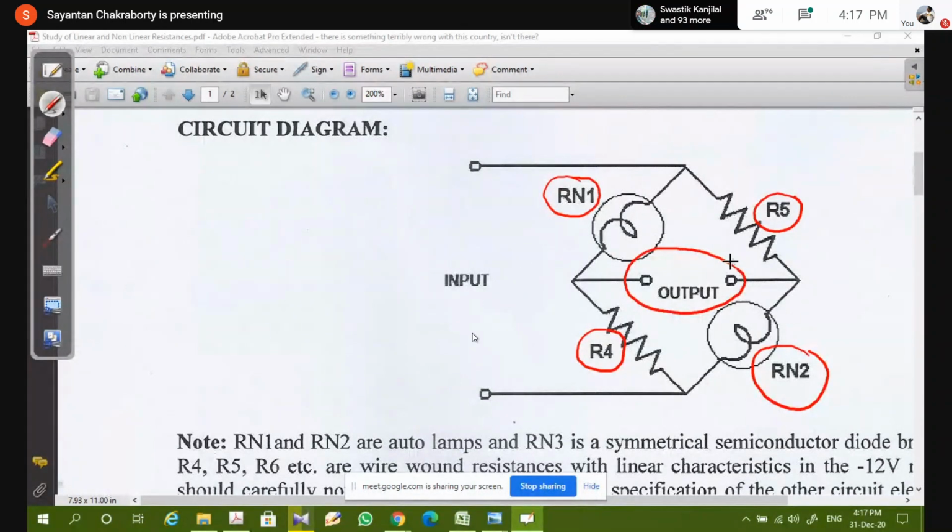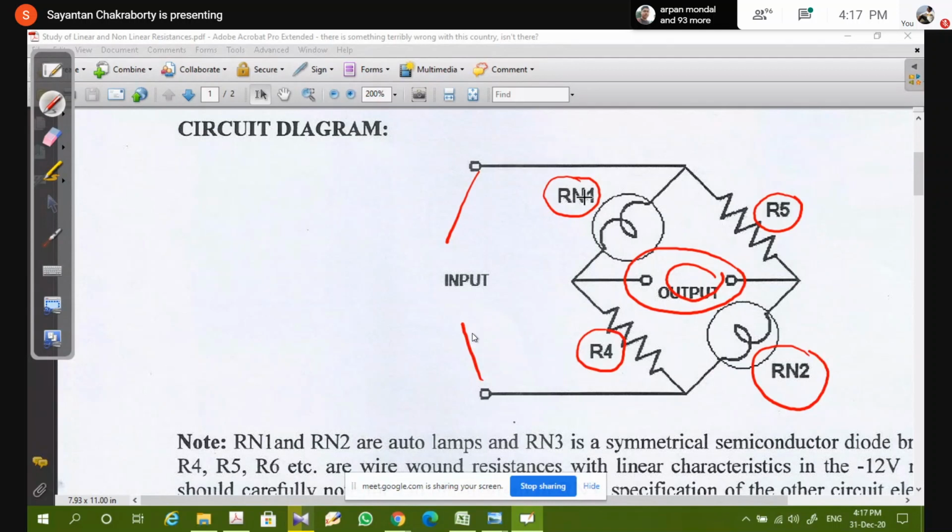Now, if we just recall the values of Rn1, Rn2, R4, and R5 that you have taken note of, you will see that this is never a balanced bridge. So you will have some definite value of output appearing over here as soon as we apply some voltage at the input. So we'll apply a particular voltage at the input, keep on increasing that voltage, and observe how the output is changing.